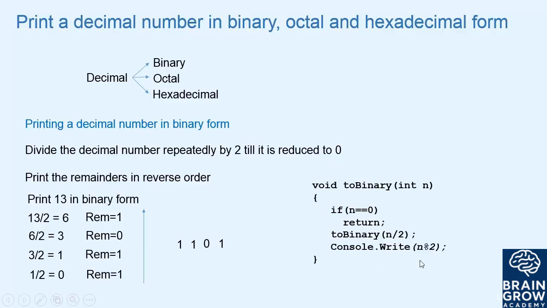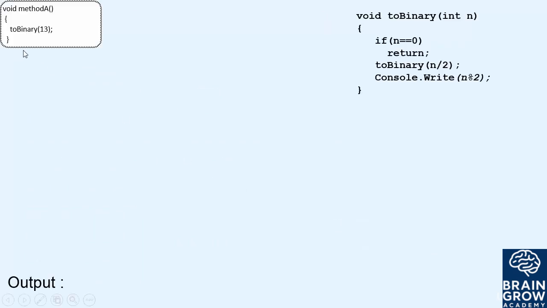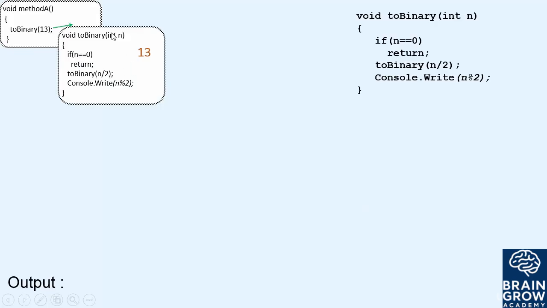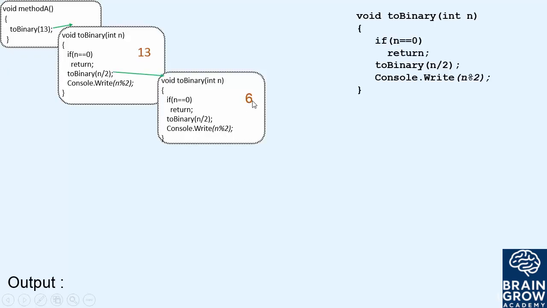This is a recursive method that prints a decimal number in binary form. Now let's trace this method. First time when this method is called, argument is 13. So in the first call, value of n is 13. Now this method is called with argument n by 2. So in the next call, value of n is 6.